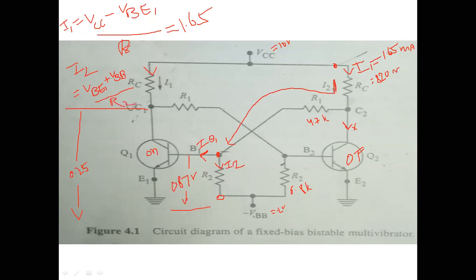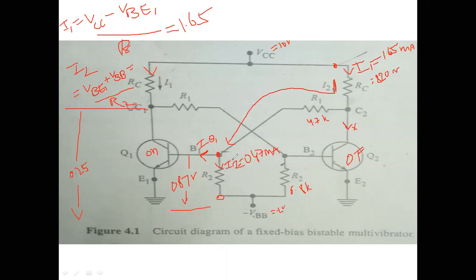Therefore this VBE is 0.87, and we may have plus 2 volts here, and R2 is 6.8 kilo ohms. If you substitute these values, we may get the I2 value as 0.47 milliamperes. This is our I2 current.